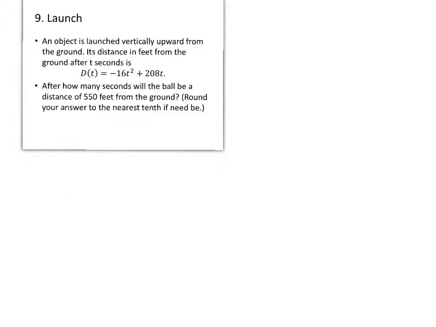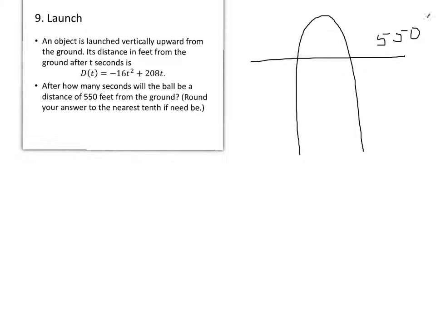The path of the rocket, or whatever object it is, looks something like this. It goes up and then it comes down. And if the distance of 550 feet is about here, then we're going to have the time here that it takes to get to the upward 550 feet and the time here when it passes 550 feet on the way back down. So we'll have two values of t. However, if 550 feet is right at the top where it touches, then we would only have one value of t.